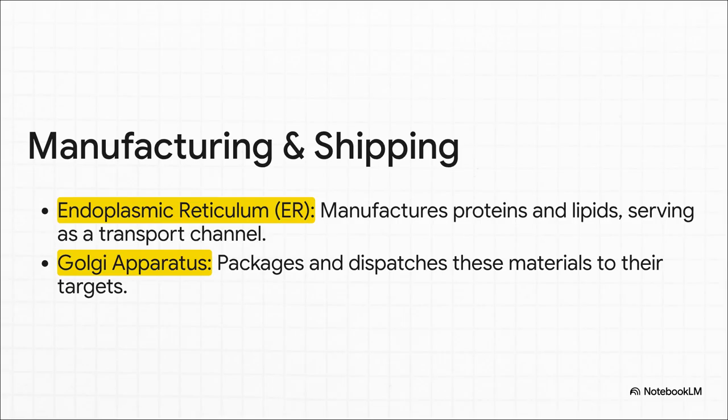Think of the ER as the factory floor. It's where essential things like proteins and fats get built. Then you've got the Golgi apparatus. This is the cell's post office. It takes the products from the ER, sorts them, packages them up, and ships them out. It's an incredibly efficient little production line.